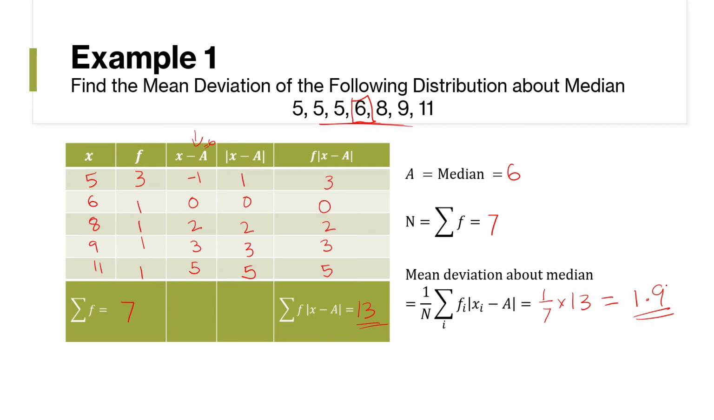Not too hard to calculate. You had to draw a table and it was a bit harder to calculate than possibly quartile deviation, but not impossible. In fact, as an exercise you can try to find mean deviation about other averages like arithmetic mean or mode. Mode of this distribution is 5. So try to find mean deviation about mode. Try to find mean deviation about arithmetic mean. You will find something interesting there.